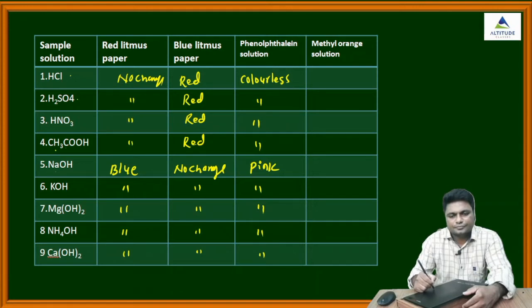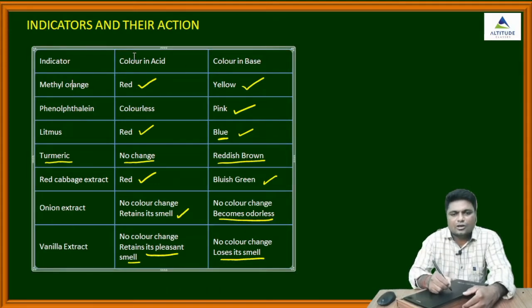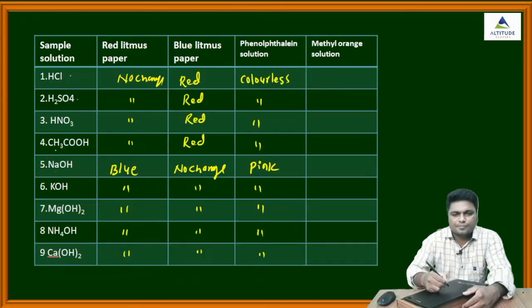Understood? Now next, see methyl orange. Which color does methyl orange give in acidic medium? Already we discussed. This is our methyl orange. Methyl orange in acidic medium is red, and in basic medium, yellow. Understood?